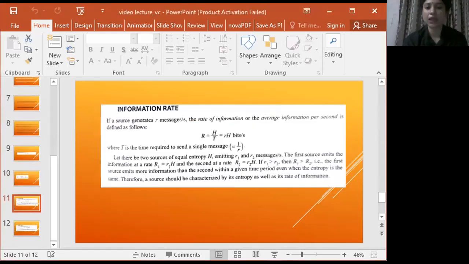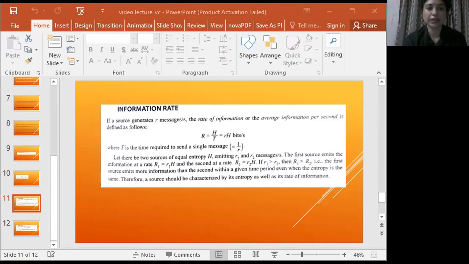Okay, and again, as we are dealing with information, information rate is very important. If a source generates r messages per second, the rate of information, or the average information per second, is dependent on the entropy of the source. So we can quantify the rate of information as R is equal to H by T, where T is the time required to send a single message.